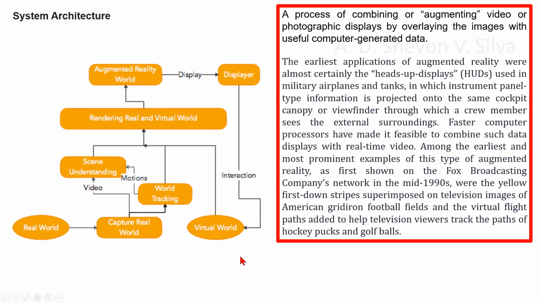Among the earliest and most prominent examples of this type of augmented reality, as first shown on the Fox Broadcasting Company's network in the mid 1990s, were the yellow first down stripes superimposed on television images of American gridiron football fields and the virtual flight paths added to help television viewers track the path of hockey pucks and golf balls.